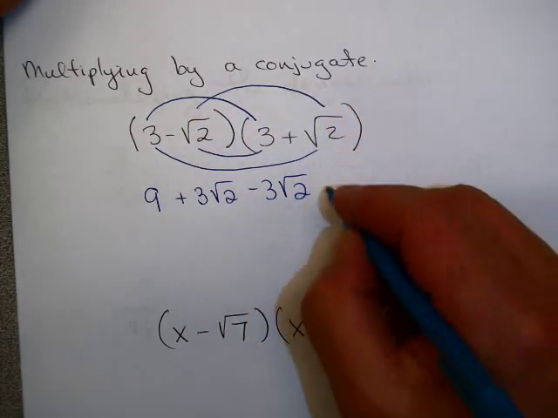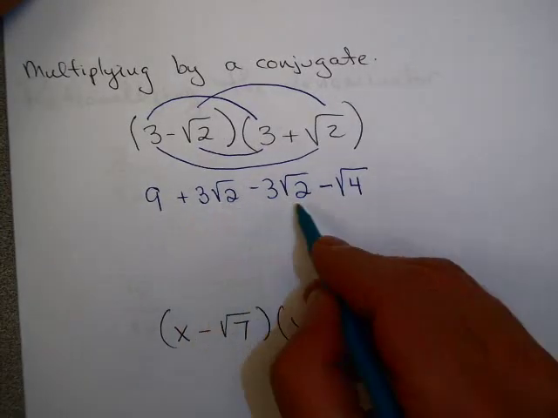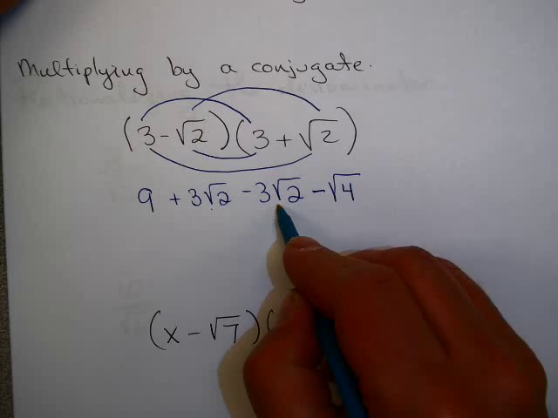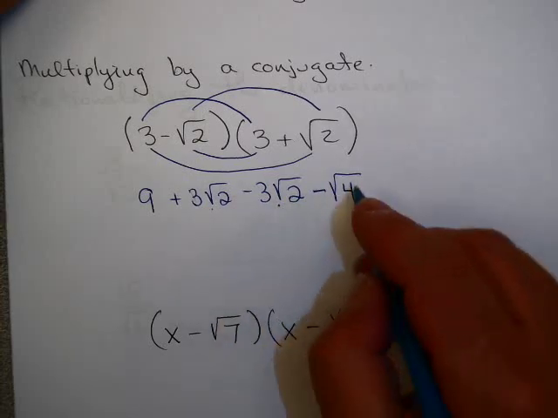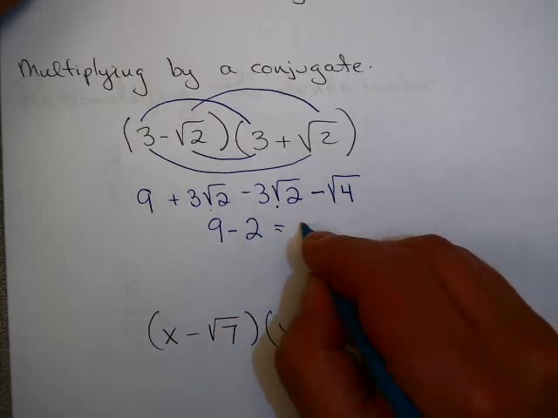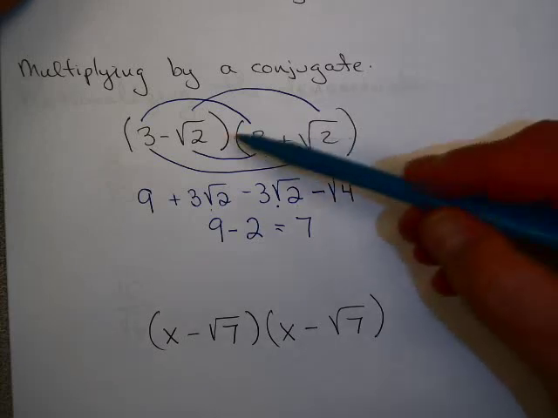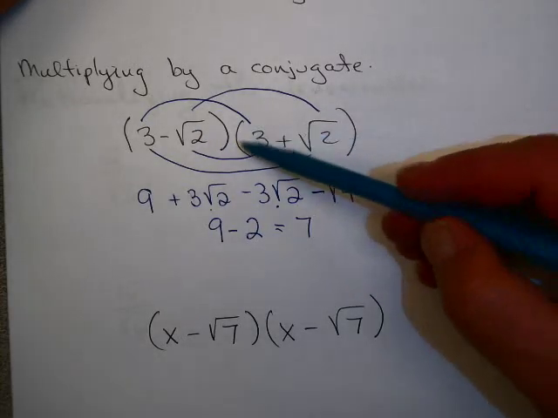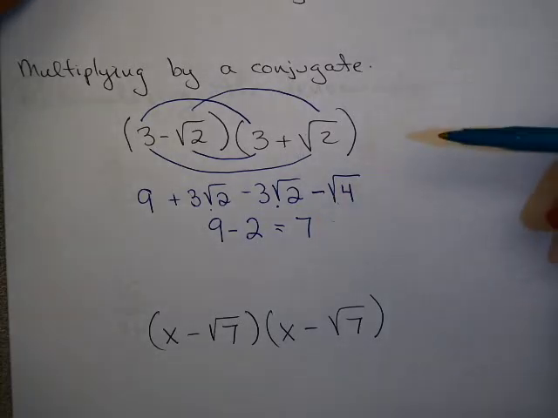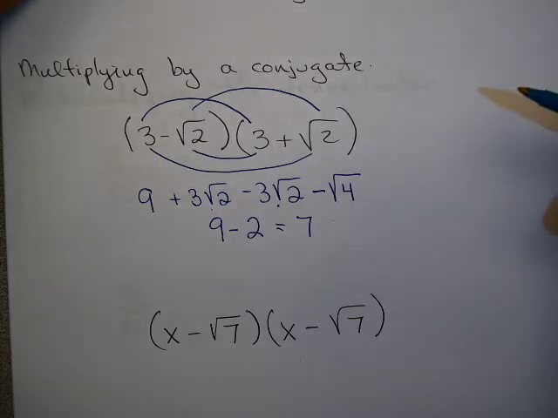And the square root of 2 times square root of 2 is minus the square root of 4. These terms disappear. I have 3 times the square root of 2 minus 3 times the square root of 2. Those are like radicals. They disappear, and I get 9 minus the square root of 4. The square root of 4 is 2, and that gives me 7. Notice again that when I did this, I started with irrational numbers, and I now have a rational number right here. So that's something that when you multiply by a conjugate, it gets rid of that square root factor.